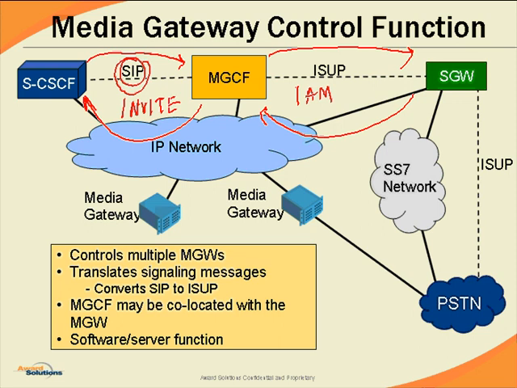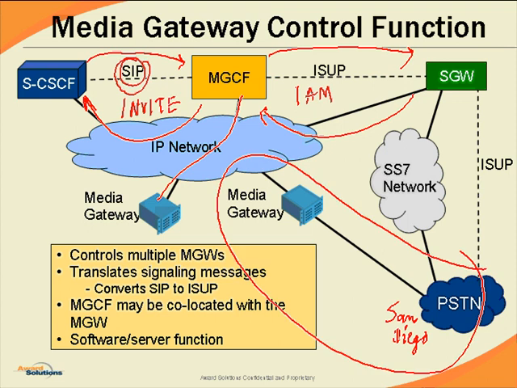It also controls the media gateways. So if we are talking to, let's say, San Diego, then the media gateway close to San Diego will be chosen. So one function of the MGCF is to pick the media gateway closest to the destination.